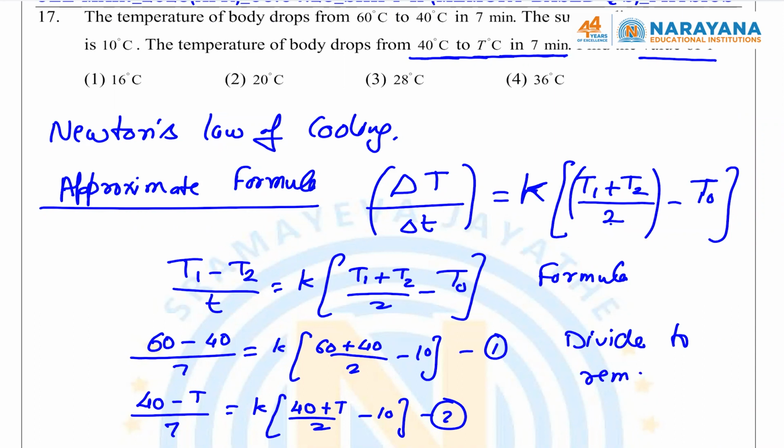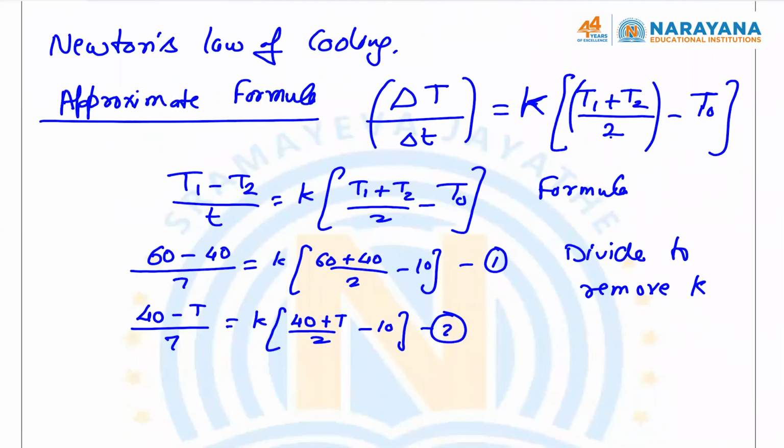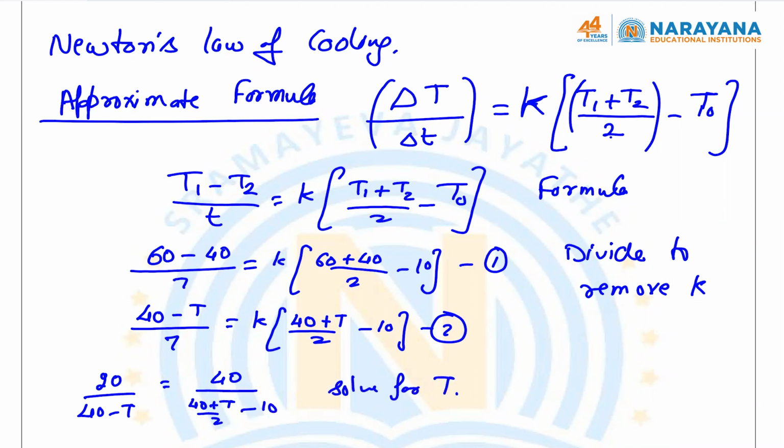to remove K, which is not known to us. So when we divide, K gets cancelled out. So I'll be left with 20 over 40 minus T on the left hand side is equal to, this is 60 plus 40 by 2, 50 minus 10, 40 over 40 plus T by 2 minus 10. And then we can solve for T. So if I solve it, I'll get T as 28 degrees Celsius. So to save your time again, the calculation I have done already. So the answer is 28 degrees Celsius.